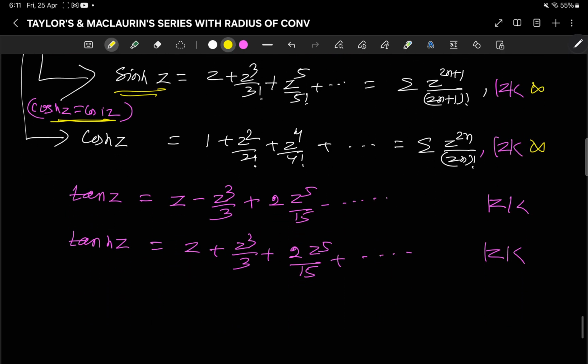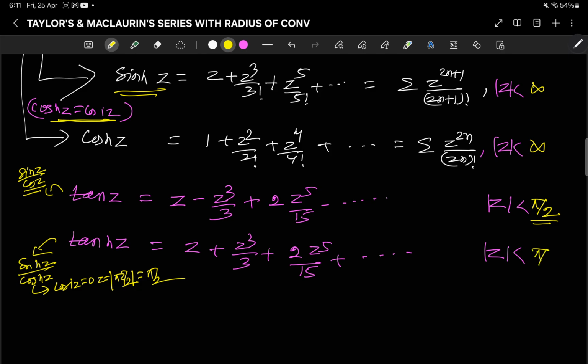And tan z, okay, this is your pi by 2, because as I have told you, tan z is sin z by cos z. Cos z is 0 when z is pi by 2. Similarly, tan hyperbolic z is sine hyperbolic z by cos hyperbolic z. Cos hyperbolic z is 0, meaning cos iz is 0. So z is pi i by 2. But the magnitude we are taking, we are getting pi by 2. So it is here also pi by 2.